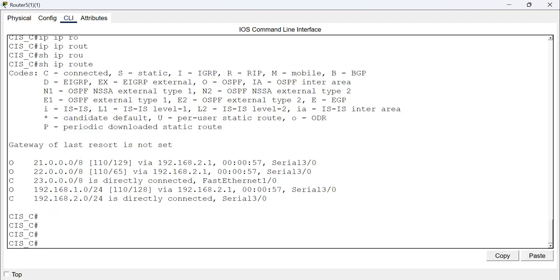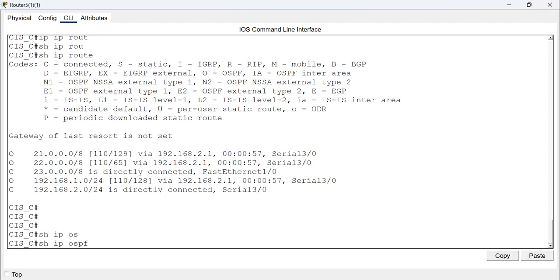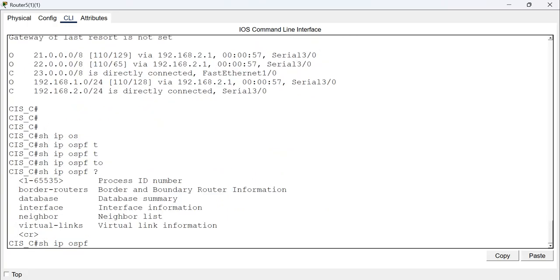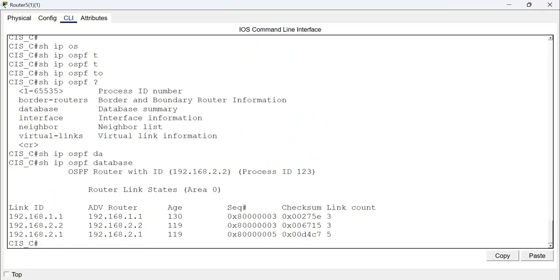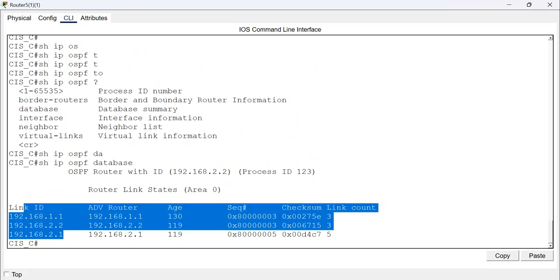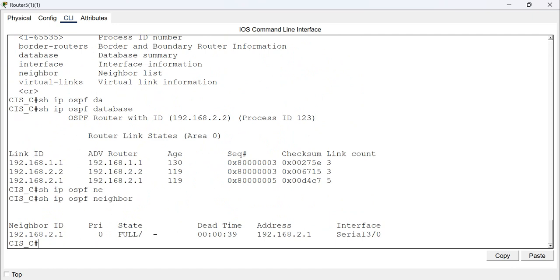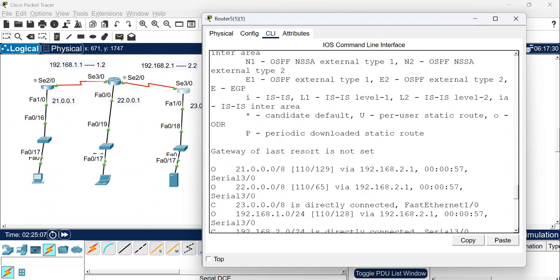Now again I can use show ip ospf. Let me put a question mark. I can see something called database. These are the databases available on my machine. And we have one more thing to see, your neighbor. So show me your neighbors. Who are the neighbors to me? My neighbor is only 2.1. That's it. 2.1 is the neighbor for this.